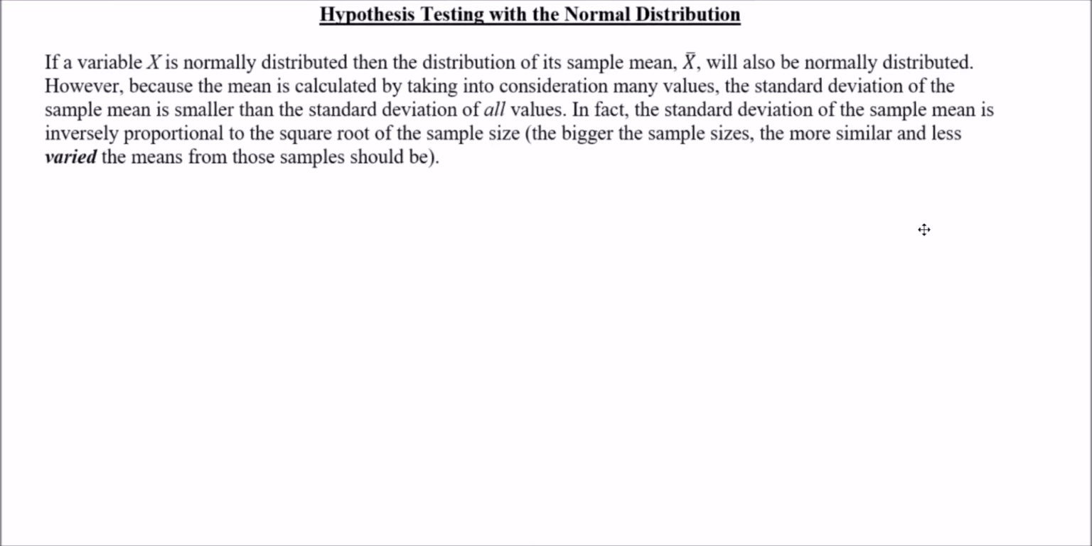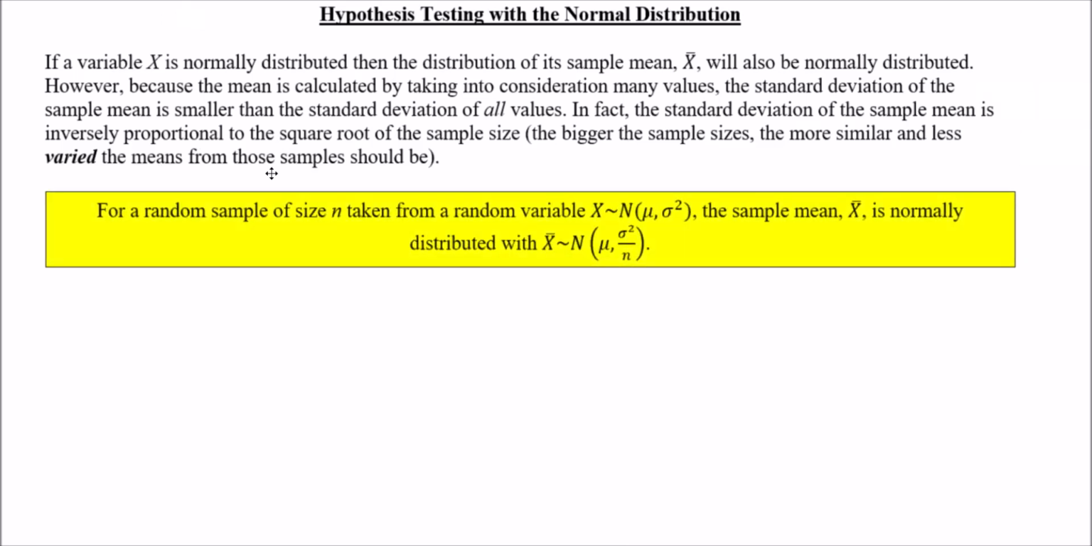Well, if a variable, big X, is normally distributed, then the distribution of its sample mean, big X bar, will also be normally distributed. However, because the mean is calculated by taking into consideration many values, the standard deviation of the sample mean will be smaller than the standard deviation of all the values. So for example, if you just sampled one value, it could be here, there, or anything, but if you take many values, then it will average out much better. So in fact, the standard deviation of a sample mean is inversely proportional to the square root of the sample size. So the bigger the sample sizes are, the more similar and less varied the means from those samples should be.